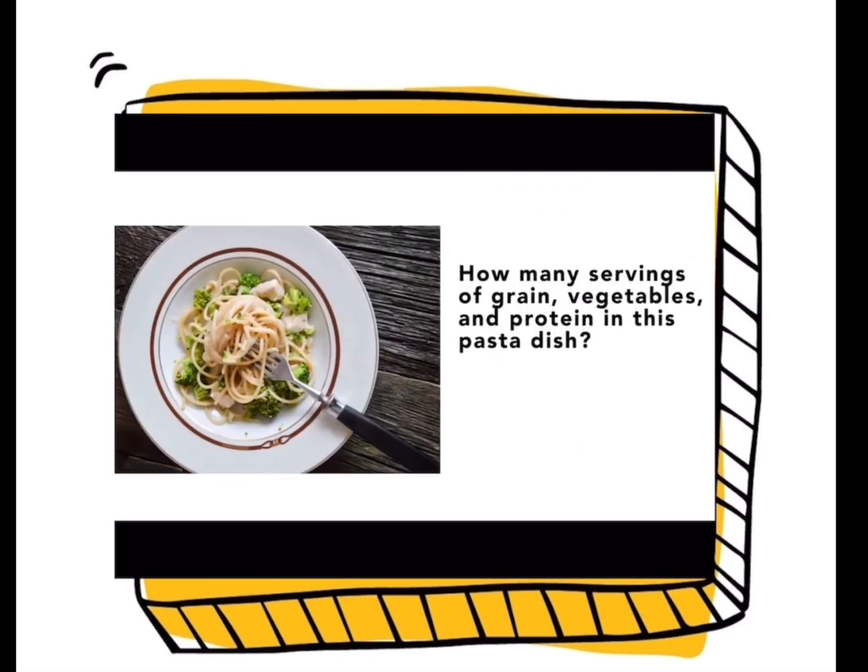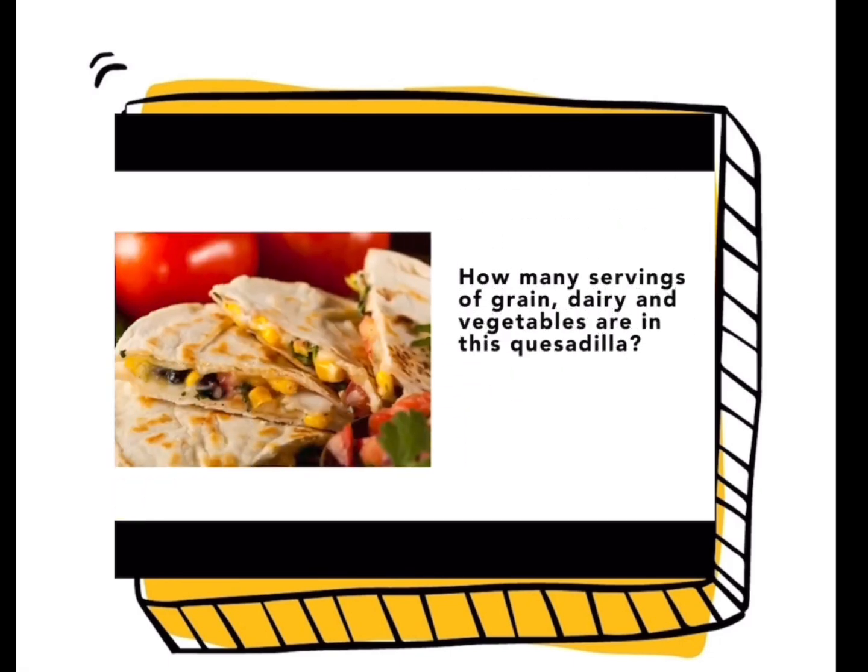Scenario 3. How many servings of grain, vegetables, and protein are in this pasta dish? This pasta has 1 serving of whole grain, 1 serving of vegetables, and 1 serving of protein. Scenario number 4. How many servings of grain, dairy, and vegetables are in the quesadilla? This quesadilla has 1 serving of grain, which is the tortilla, 1 serving of cheese, and 1 serving of vegetables.